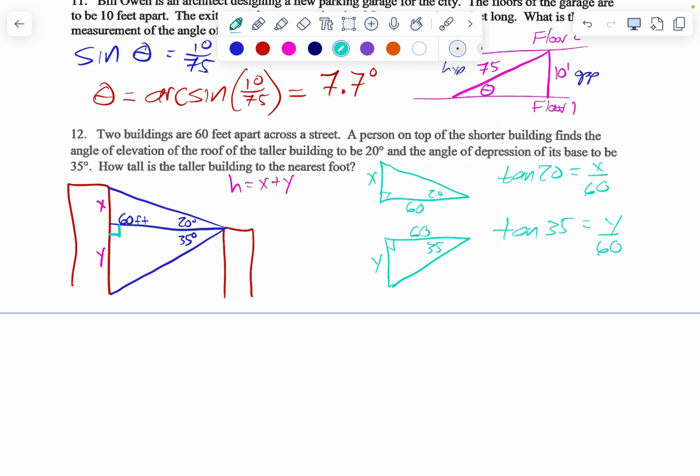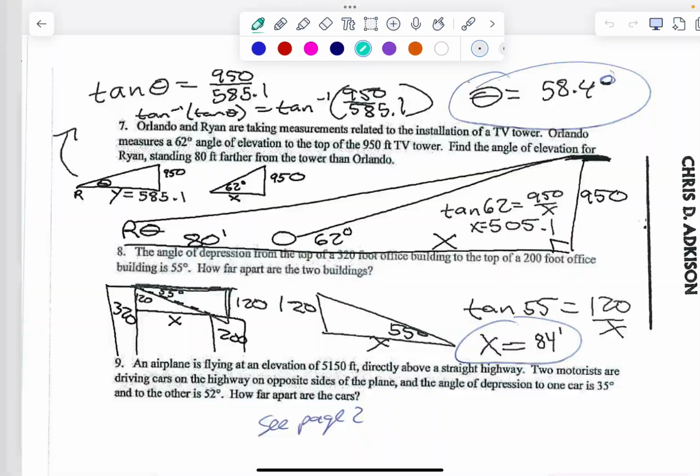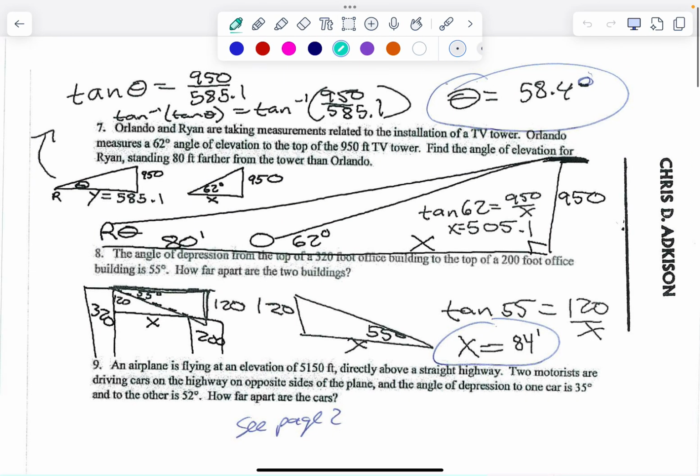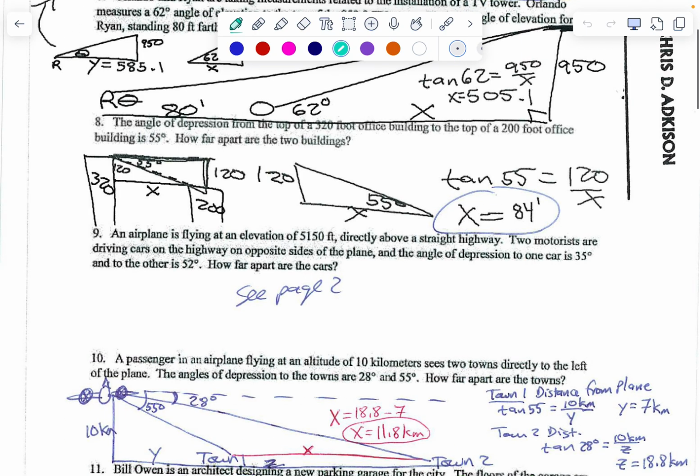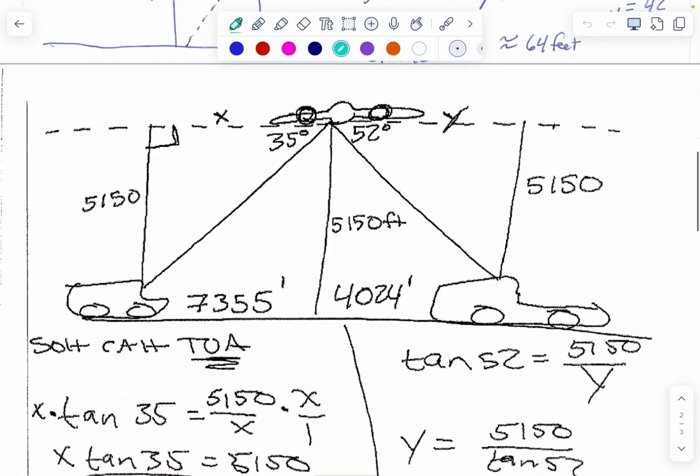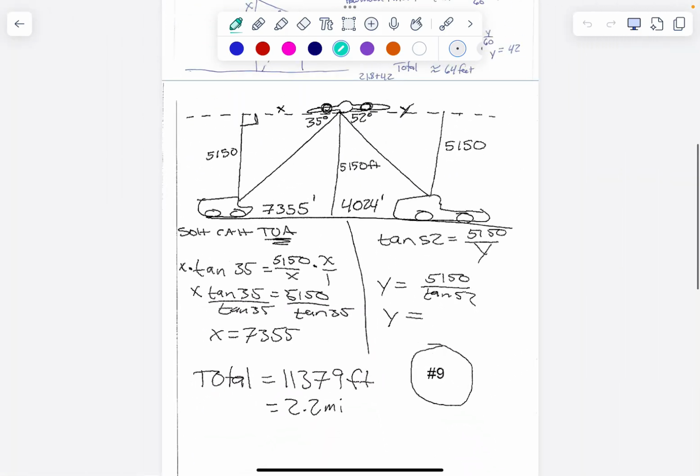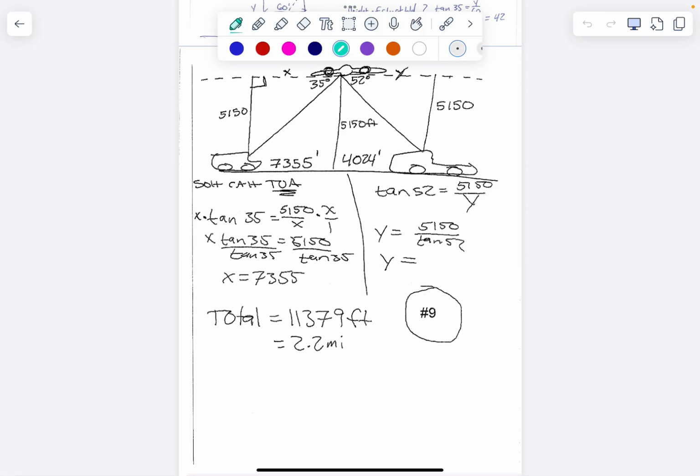Okay, I'll just show you the answers then. So first one, the second guy, Ryan's angle of elevation should be 58.4 degrees. Number 8, the two buildings are 84 feet apart. Number 9 is 2.2 miles or 11,379 feet. So if you did yours in feet, it would be 11,379.